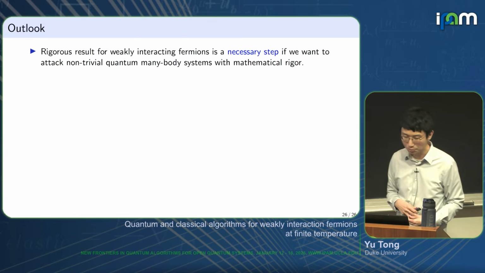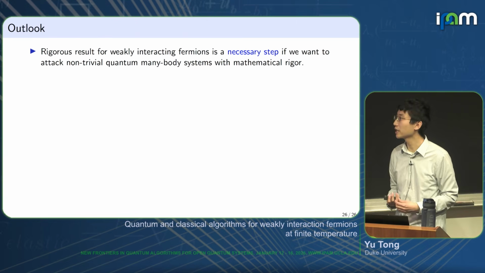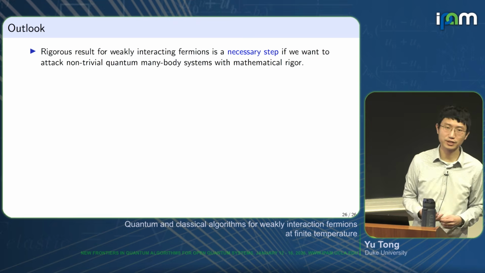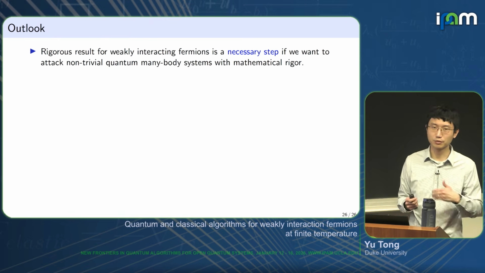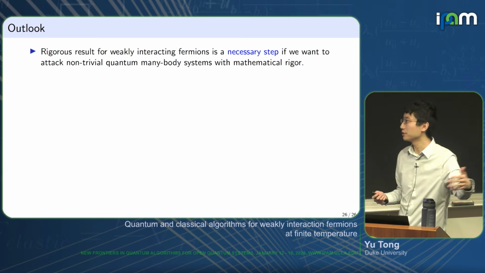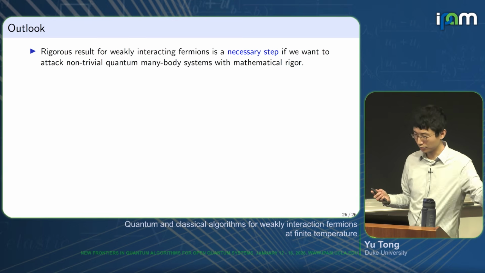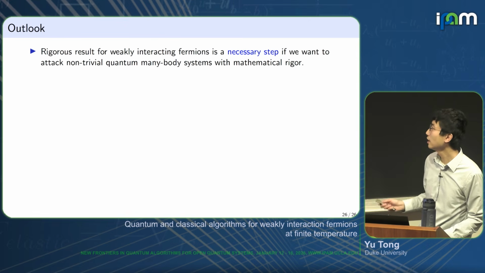So how to interpret these results? I would say rigorous results for weakly interacting fermions is a necessary step if we want to deal with anything harder than that. Typically in practical computation, people care about things beyond the weakly interacting regime. But if you cannot even deal with the weakly interacting regime, those things are something you should consider after finishing the basic things.